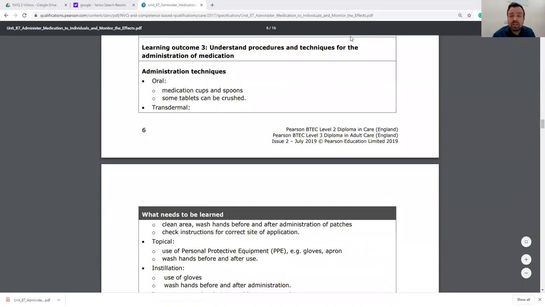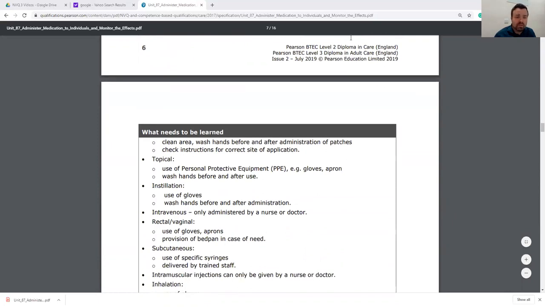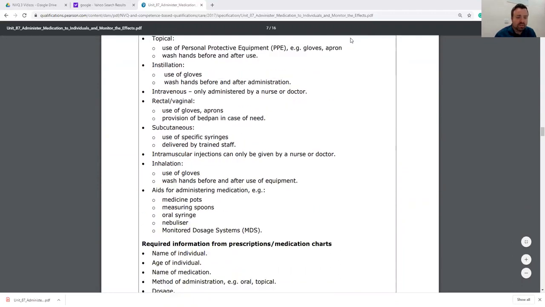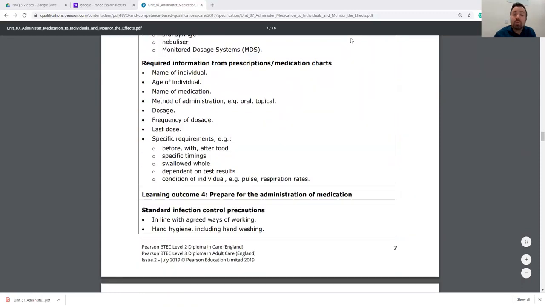Okay, number 3, understand procedures and techniques. So we covered the administration techniques as in oral, cups and spoons, topical, wearing gloves, insulin, again, gloves, rectal, vaginal, make sure gloves and aprons are used where needed. We talked about the medication chart: name, age, medication, dose, frequency.